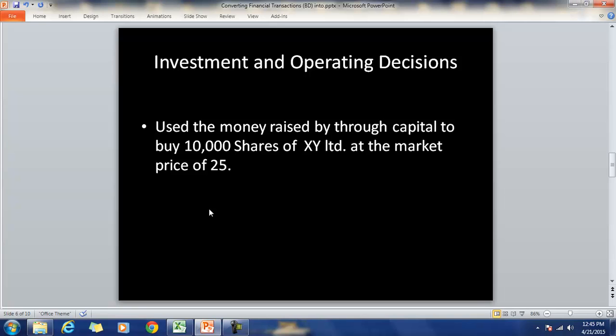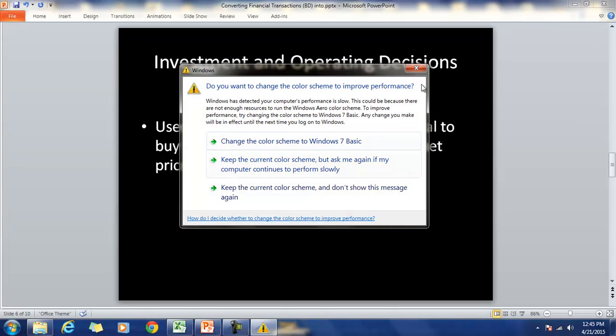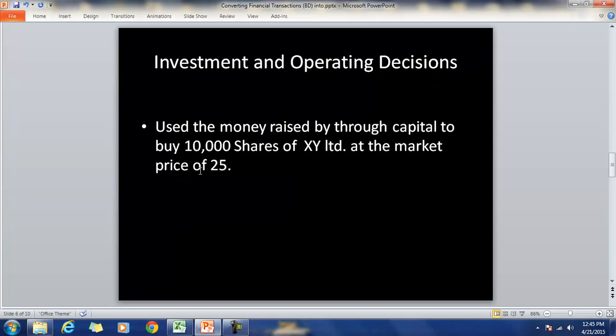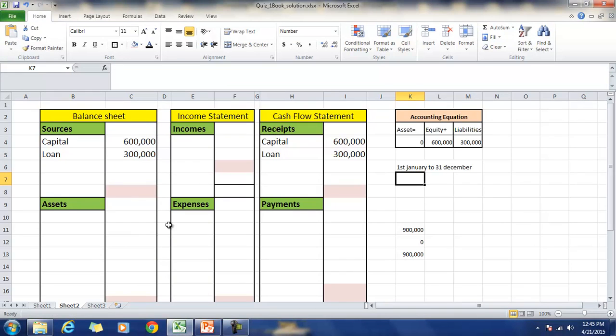They use the money raised through capital to buy 10,000 shares of XY Limited at the rate of 25 per share. So they purchased shares of 250,000. And share is an asset. The payment to that extent has been made. Acquisition of an asset has resulted in cash outflow.